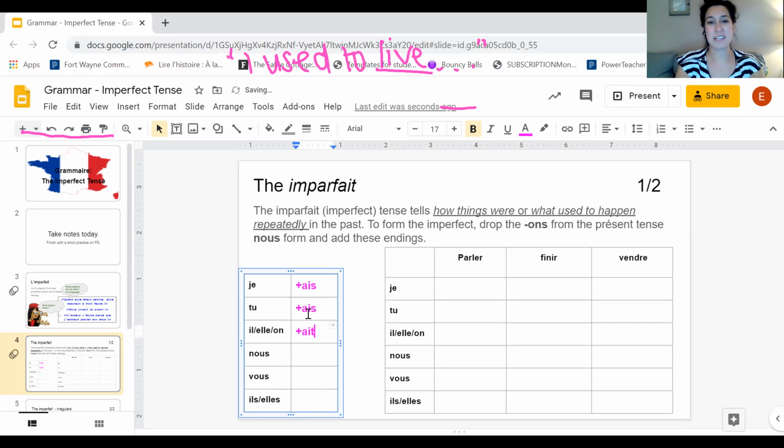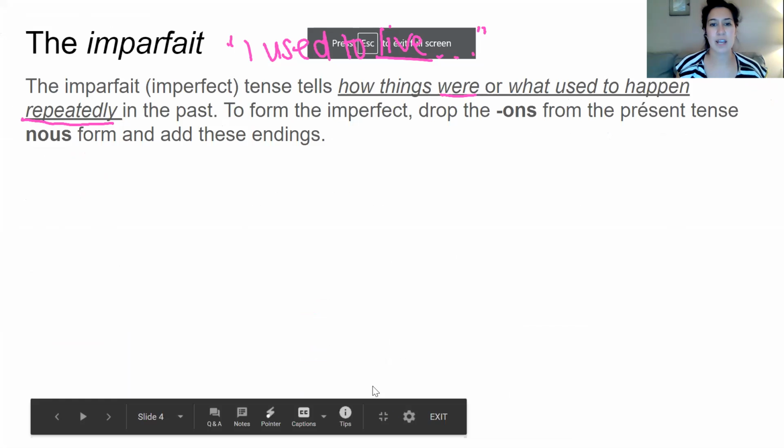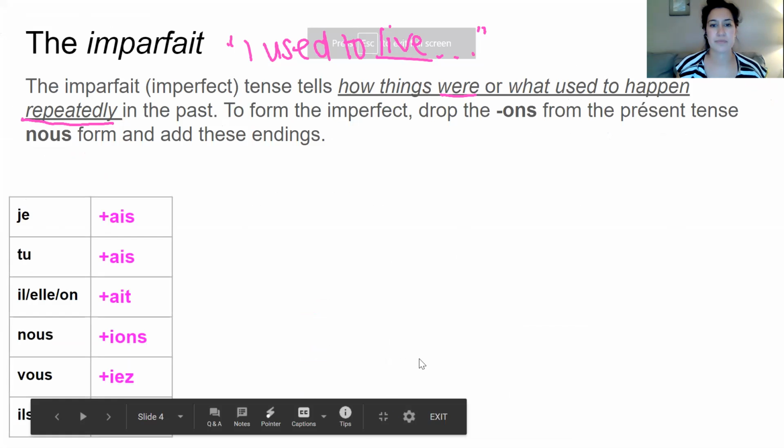AIT. Oui, très bien. For nous, it is IONS. For vous it is IEZ. And for ils, elles, the plural, it is AIENT. Okay. So those are our endings that we add on the end.